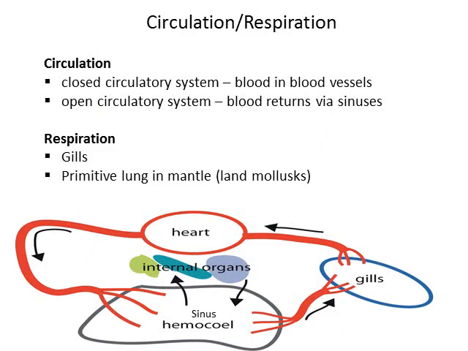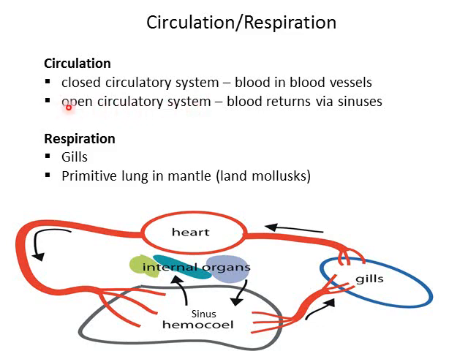Okay, as far as circulation and respiration, it's a little bit more complicated. We see two different types of circulatory systems in the mollusks. The first is a closed circulatory system where the blood travels in blood vessels, just like humans. So not really anything special there. But they also have what's called an open circulatory system.